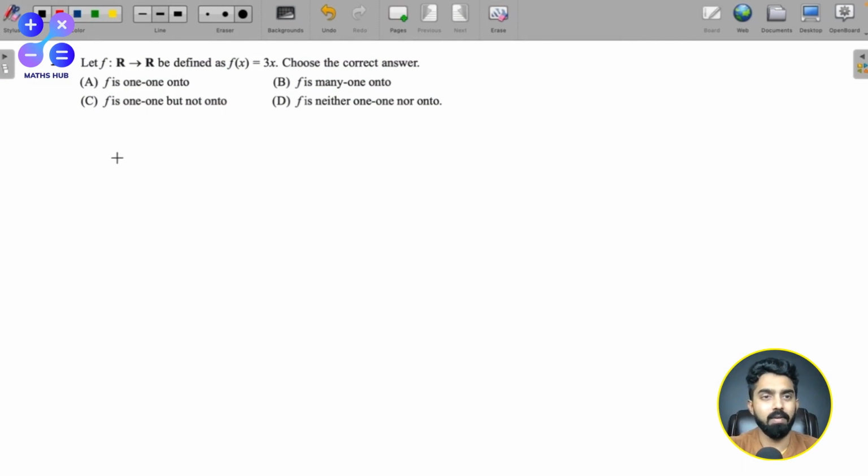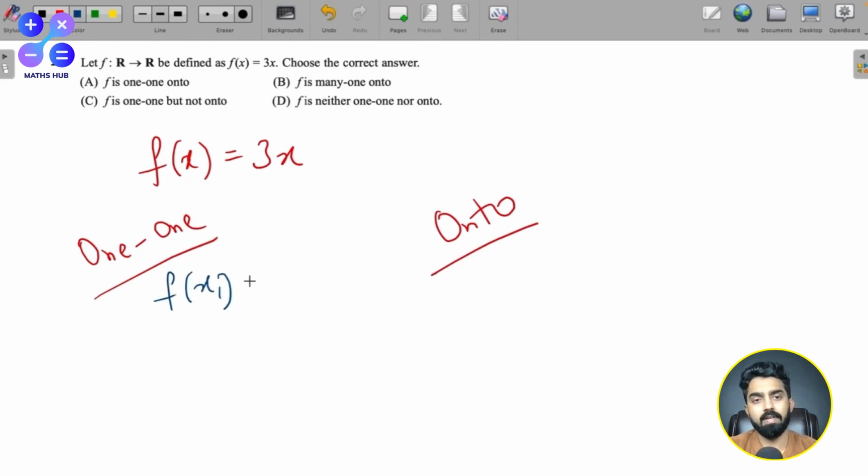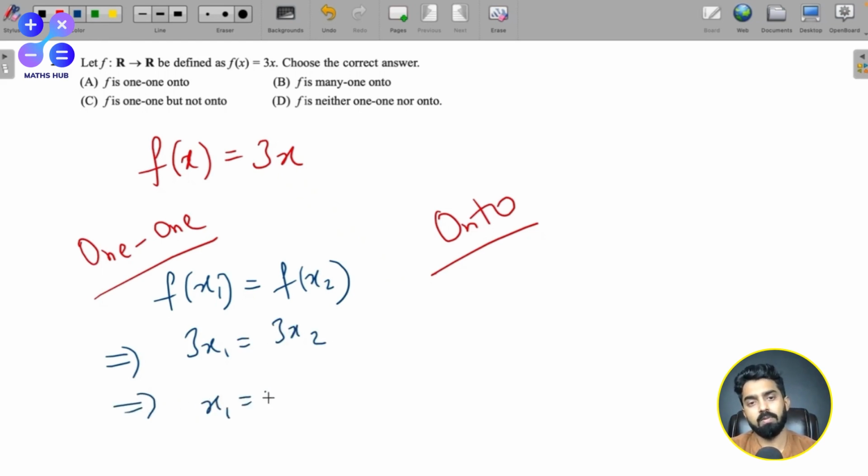Great. Let's look at question number 12. Question number 12 talks about a function defined from a real set to a real set as f of x equals 3x. And we need to choose the correct answer. Good. So f of x is 3x. If you go for the usual drill, we need to say whether it's 1 to 1 or on to. If it is 1 to 1, we need to prove that if f of x1 is equal to f of x2, then what do we get? We get 3x1 equals 3x2, which means x1 equals x2. Pretty straightforward, right? So it is obviously 1 to 1.